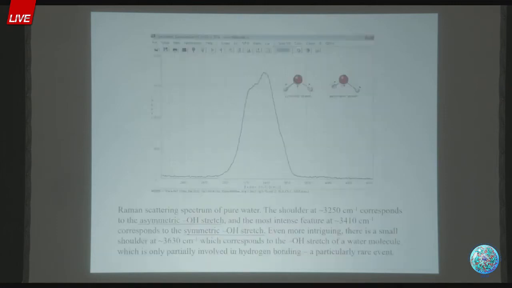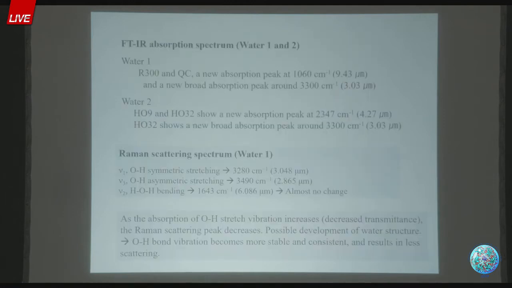This Raman scattering is reported to be caused by the asymmetric and symmetric OH stretch. So the summary of the results for water one, the R300 and QC: a new absorption peak in this range, 1,006 per centimeter. I do not know where it comes from. And a new broad absorption peak around 3,300 per centimeter, about 3 microns.